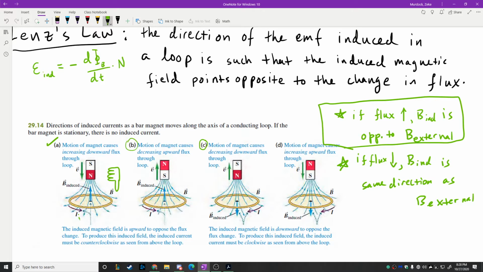So that's what I do. I start off like that. I point my thumb down. That's the external field, right? And then I ask the question, is the flux increasing? If it is, you flip your thumb upside down, and that's the direction of the induced field. If it's not, you leave your thumb pointing in the same direction, and that's the induced field. And then you sweep your fingers in the direction of the current.